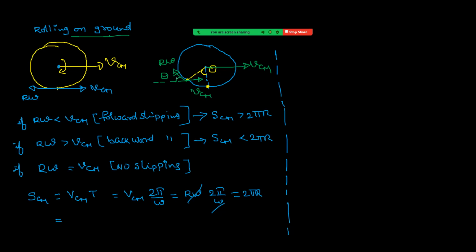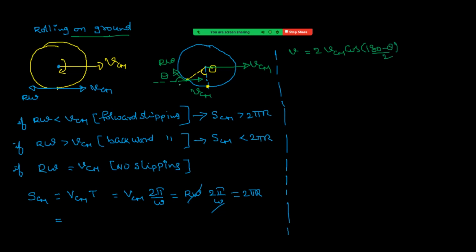Means between VCM and R omega, the angle is now 180 minus theta. You can see carefully, it is 180 minus theta. See now what is the resultant? The resultant is now 2 VCM cos of (180 minus theta) by 2.